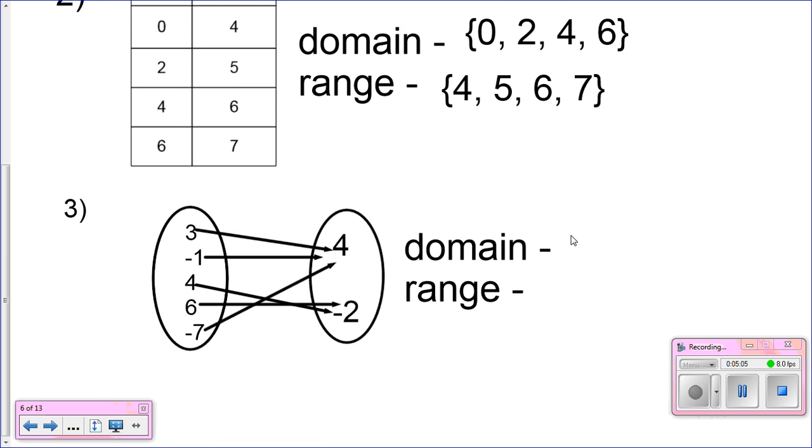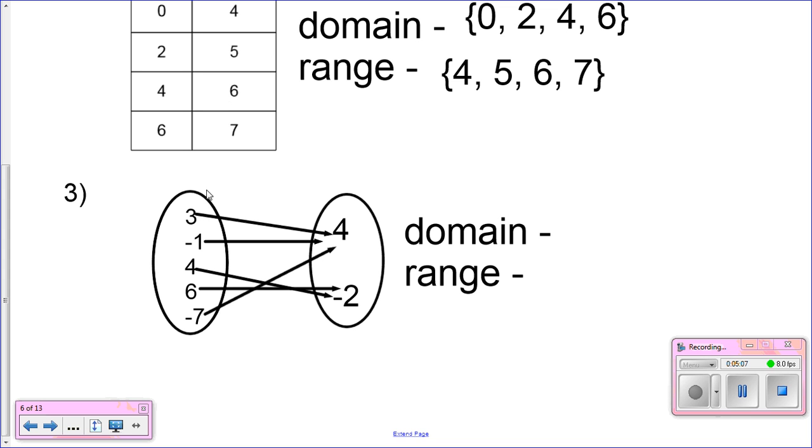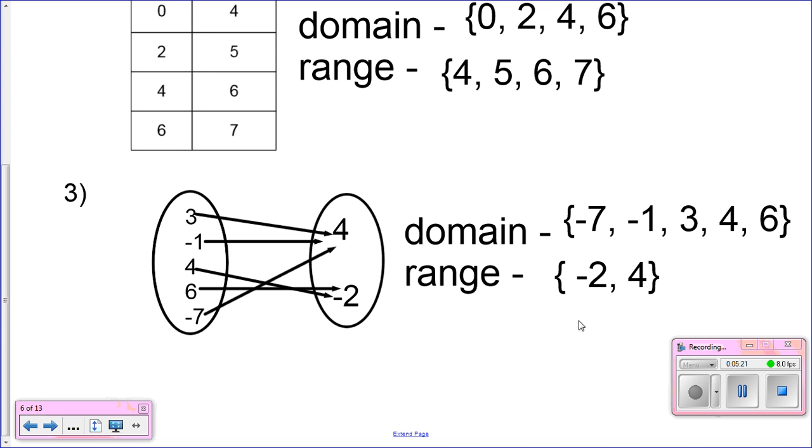Number 3, we're talking about mapping, okay? Again, first bubble, that's all of my x values, so I just need to put them in order from least to greatest and not do the repeats. So -7 is the least, -1, 3, 4, 6. The range is the second bubble, I only have 2, so -2 and 4. Done. Okay? And this is a function because each one only has one arrow coming out of it.